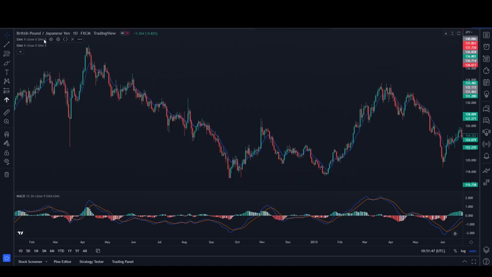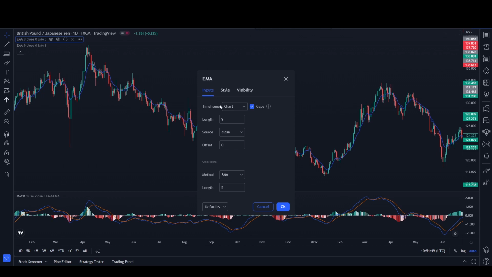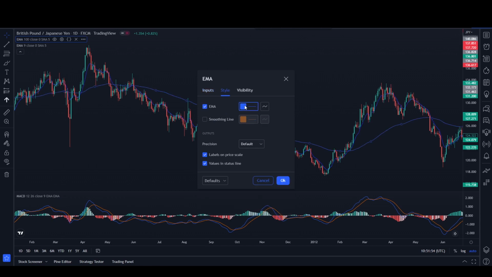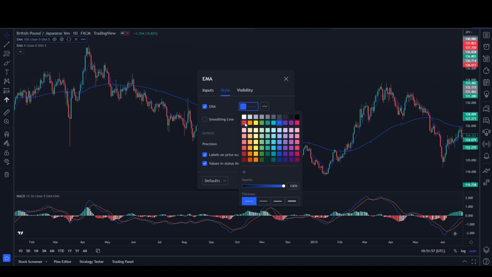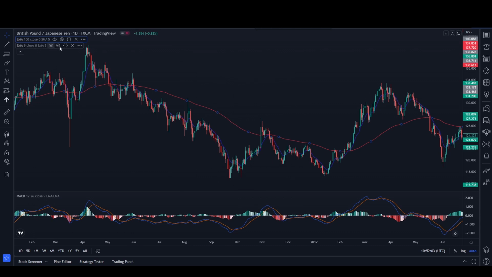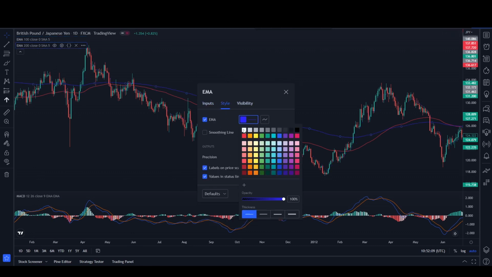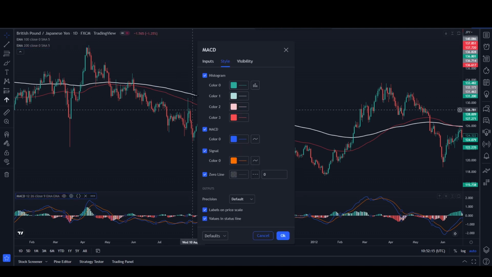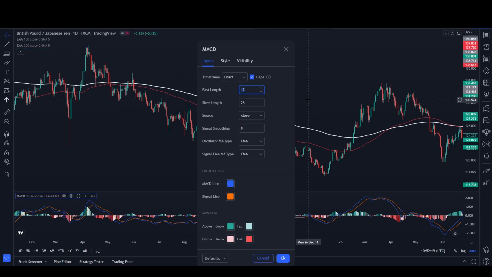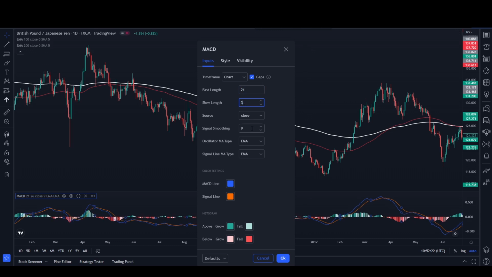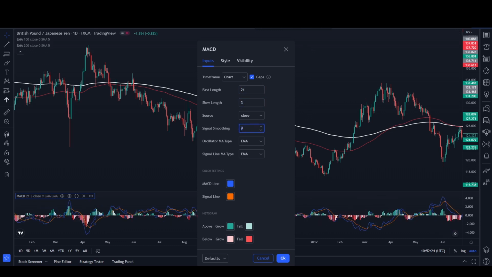And then we'll go ahead and change the settings of the first EMA. The first EMA will be 100. You can change obviously the color as you wish. I will choose red, and then the second EMA will be 200, and that will be in white and slightly thicker. The MACD indicator will be a fast length of 21, slow length of 3, and signal smoothing of 3 as well.